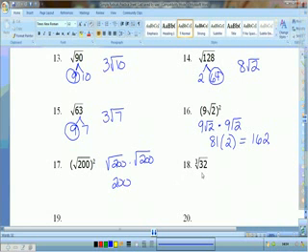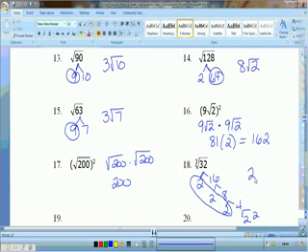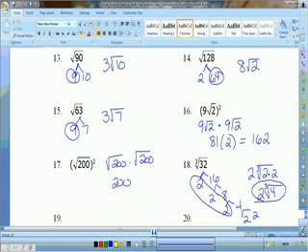For number 18, we're taking the cube root of 32, so we're looking for groups of 3. 32 is 2 times 16. 16 is 2 times 8. 8 is 2 times 4. And 4 is 2 times 2. Here's a group of 3 2's, which means a 2 gets out, and we're left with a 2 and another 2. And it's all multiplication, so we're left with 2 cube root of 4. Don't forget, this one was a cube root. So our answer is 2 cube root of 4.